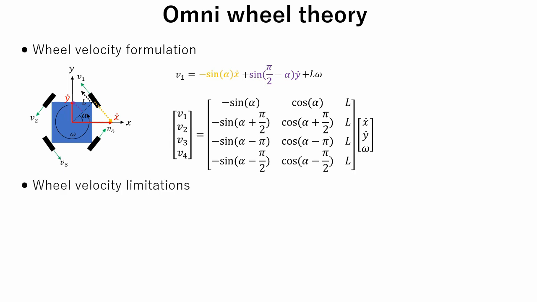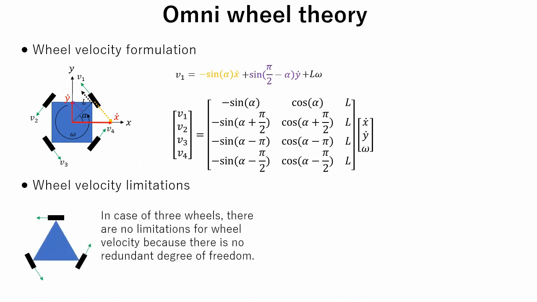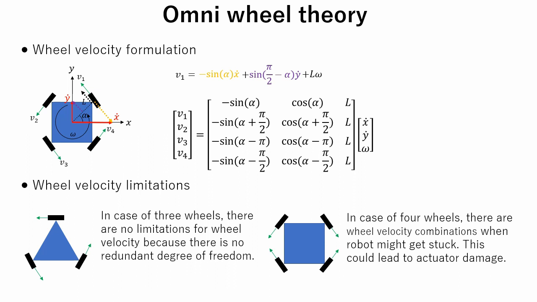There is also one thing that should be mentioned about Omni wheels. In case of 3 wheels, there are no limitations for wheel velocity because there is no redundant degree of freedom. But in case of 4 wheels, there are wheel velocity combinations when the robot might get stuck. This could lead to actuator damage. With usual operation this should not happen, but this is a thing that we should keep in mind.